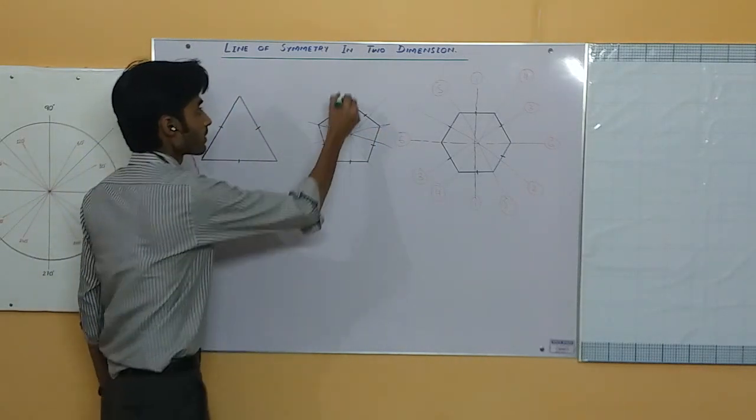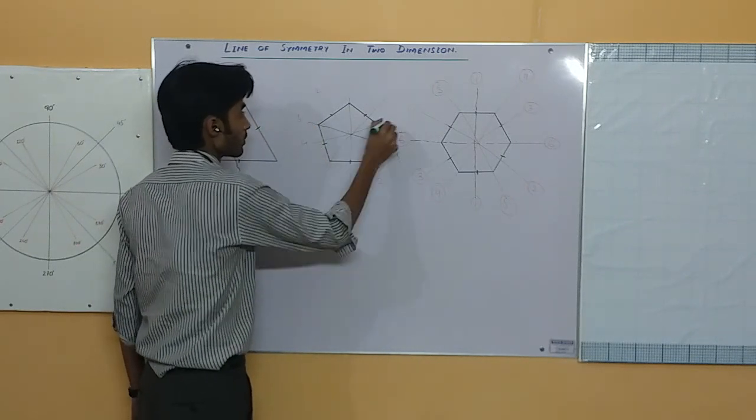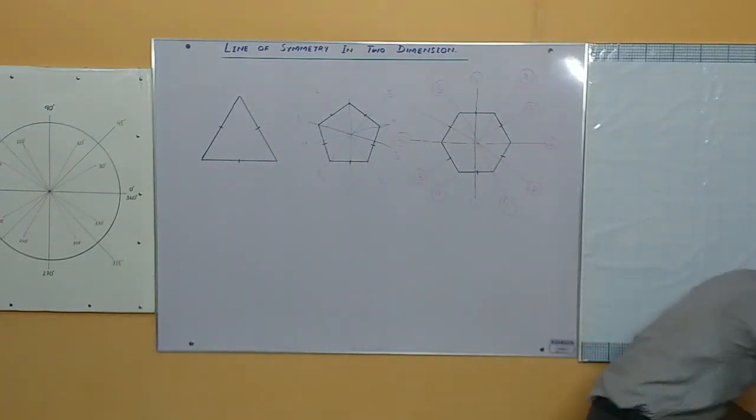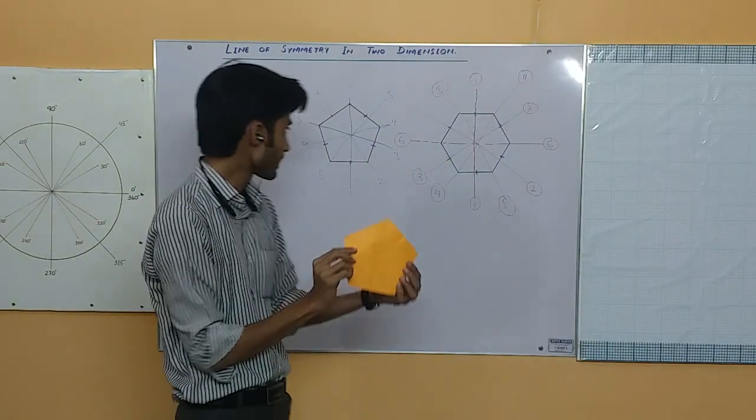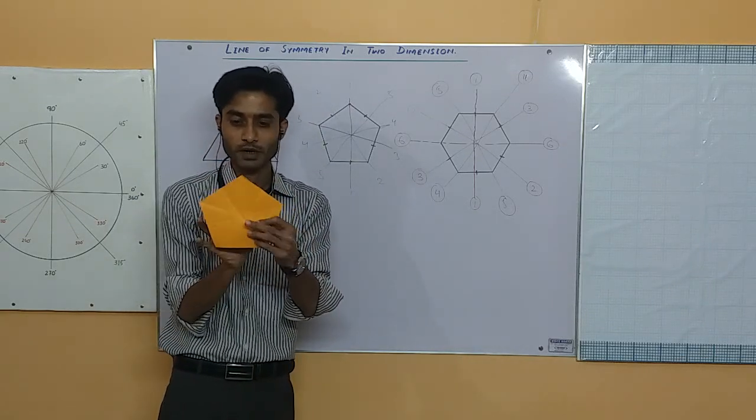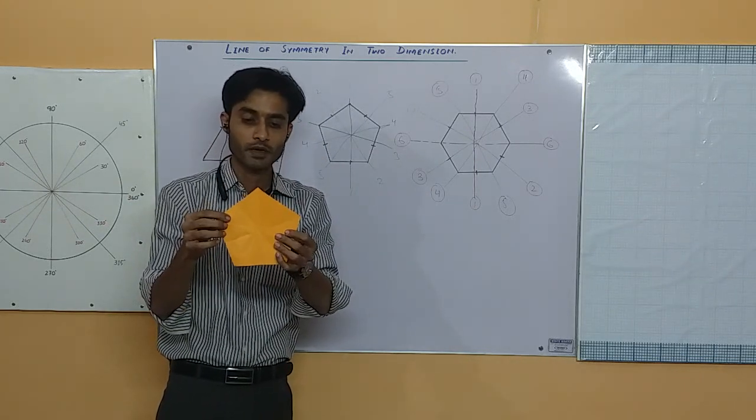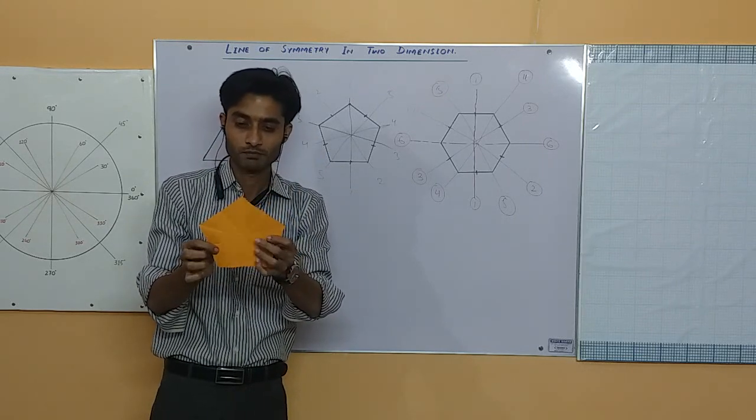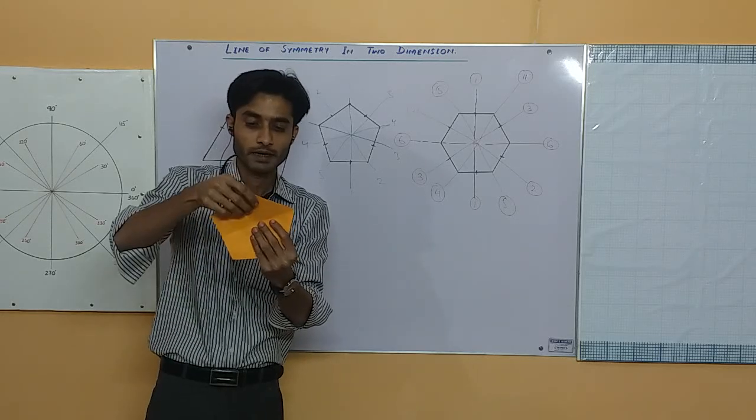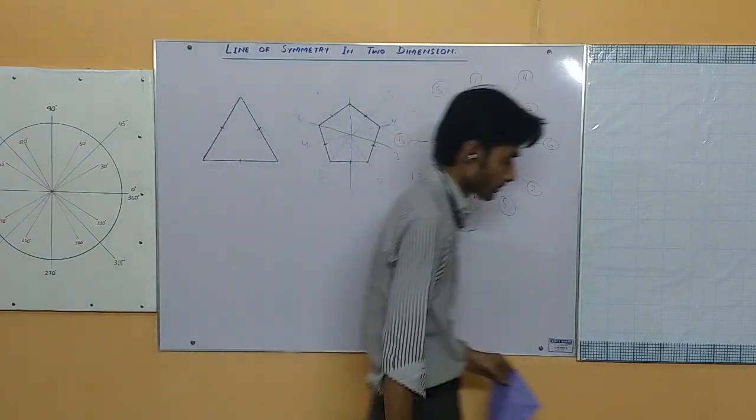So how many lines of symmetry are there? 1, 2, 3, 4, and 5. Let me just show it to you very briefly. This is the pentagon that I have drawn over here. I can draw a line of symmetry from this vertex to this point, like this. In the same way, from this vertex to this side, and this is also good. And we keep on. So there are 5 lines of symmetry.